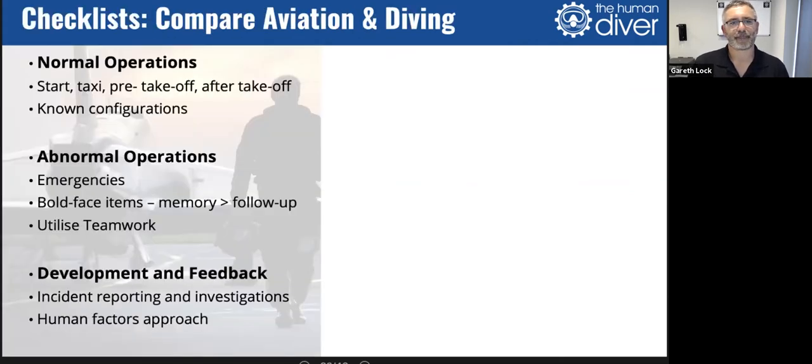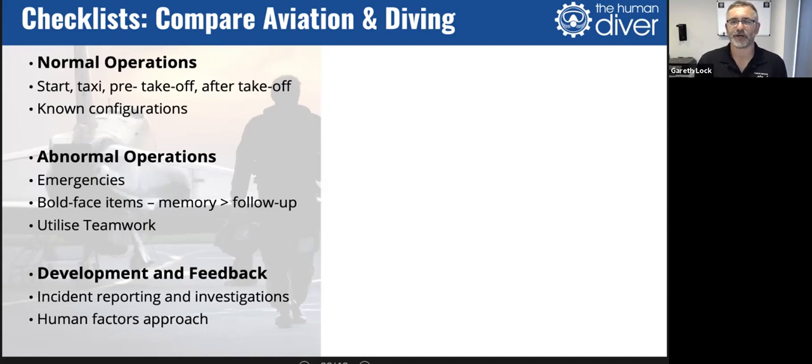So we look at comparing aviation to diving. You've got a number of different categories that I'm going to talk about. Normal operations: how to operate the aircraft. That's start, taxi, pre-takeoff, after takeoff, configuring the aircraft for normal use. Those are standard or known configurations in which you're going to operate the aircraft. You then have abnormal operations, and that's basically where things don't go right. You've got an engine fire, a hydraulic failure, whatever they are. You deal with those as an emergency.